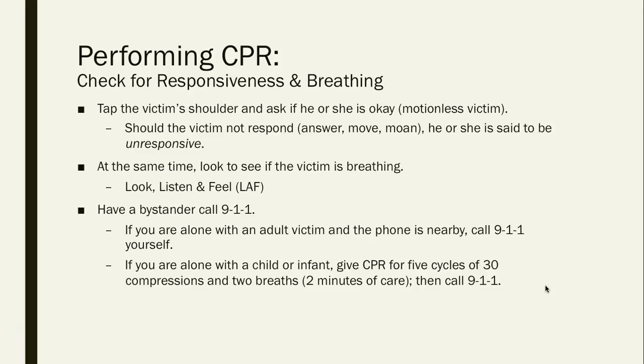If you are alone with a child or an infant, give CPR for 5 cycles, 30 compressions and 2 breaths. It's 2 minutes of care, and then call 911. Don't leave the child to go call 911. 2 minutes of care, then call 911. Okay, if it's an adult and the phone is nearby, leave them, call 911, get back to them. In most cases today, we all have cell phones in our pockets, or they're really close and nearby. So grabbing the phone and calling really quick is not always a serious hindrance.